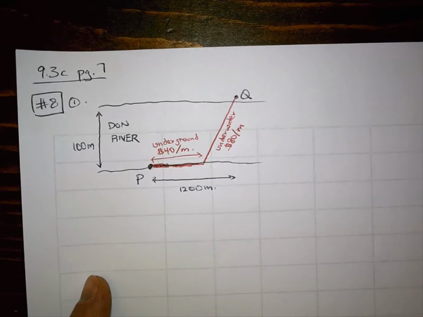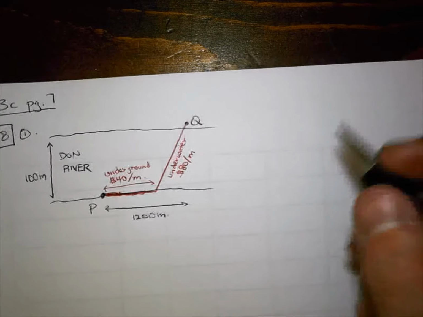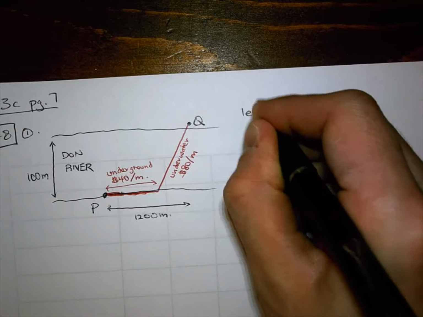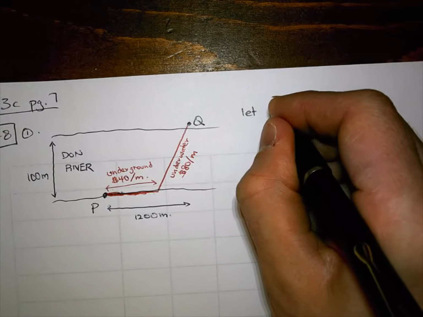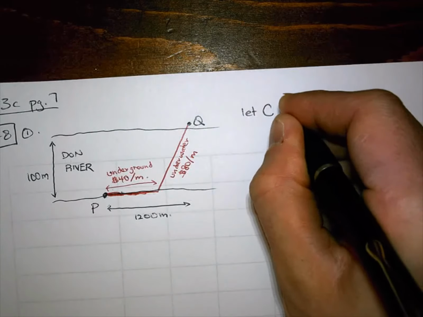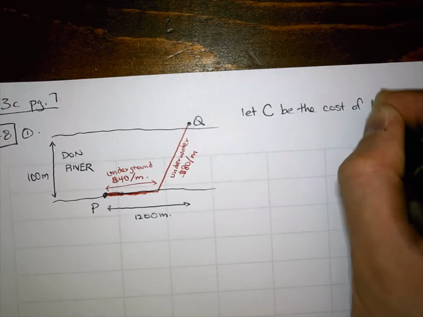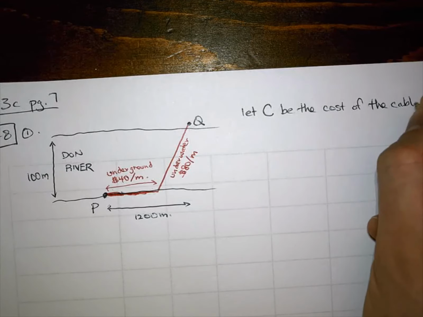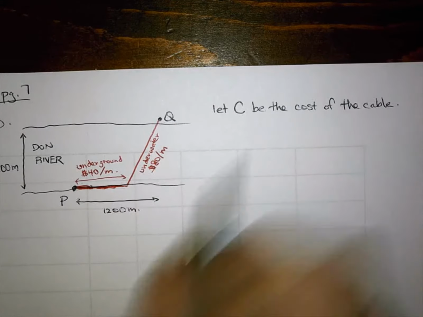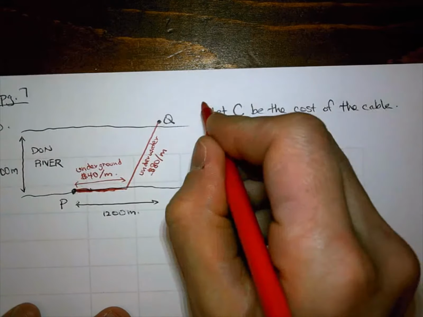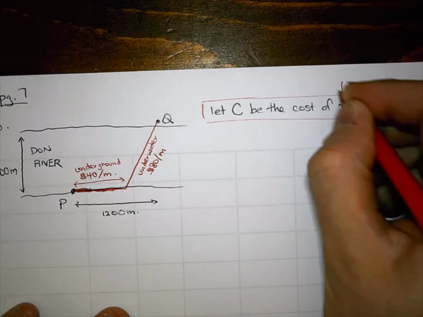It's hard to even imagine how we'd figure this out. Let's start by writing a let statement. What is the thing we're trying to minimize or maximize? The cost. Let C be the cost of the cable. This is the thing we're trying to minimize. Remember, I like to draw a little box around that just to help me remember what I'm doing. This is to minimize.